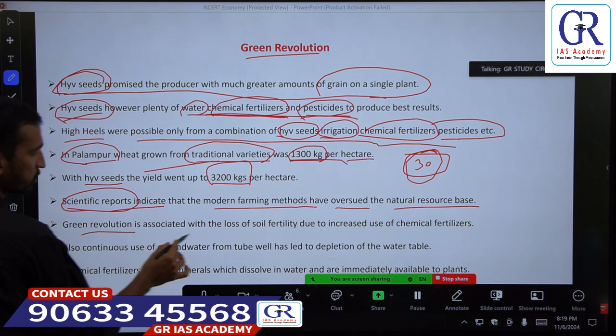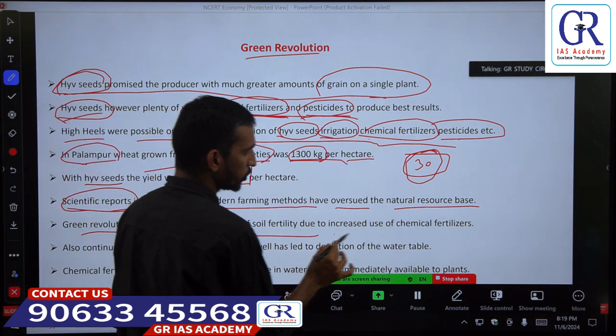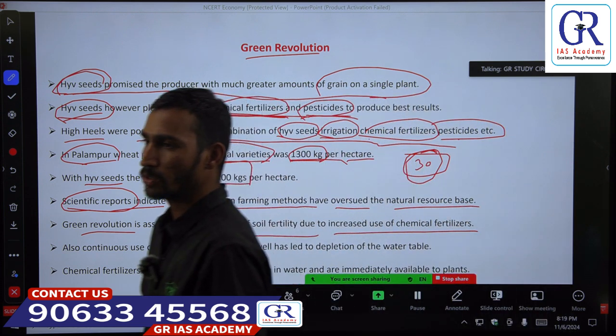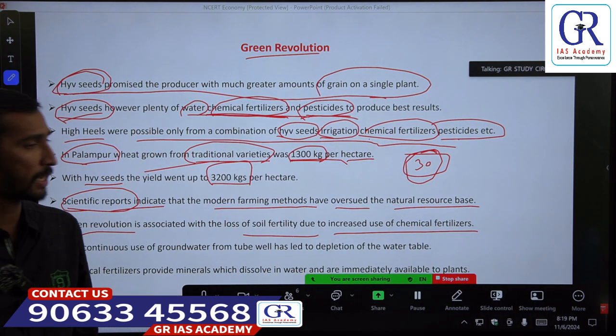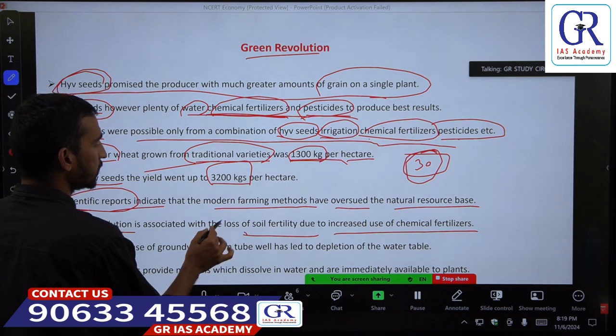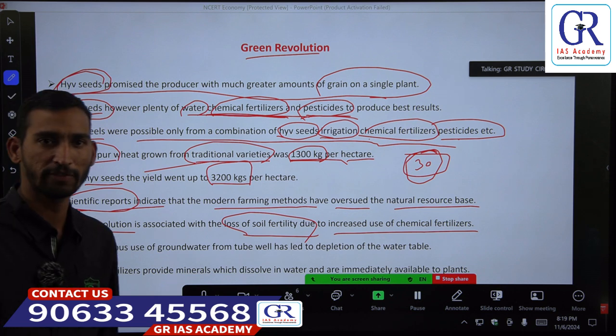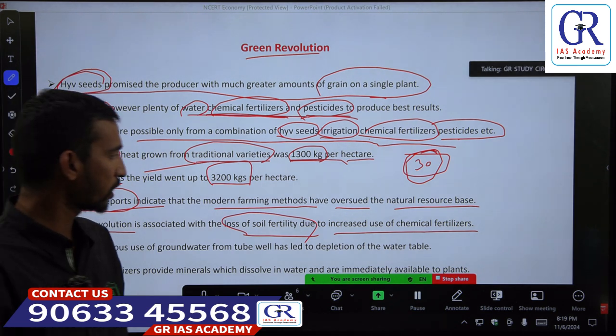The green revolution is associated with loss of soil fertility due to increased use of chemicals. Just now I repeated: due to over usage of chemical fertilizers and pesticides, we are losing soil fertility. When we lose soil fertility, again the same problem we are going to face.